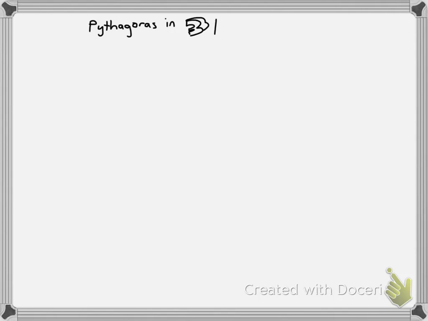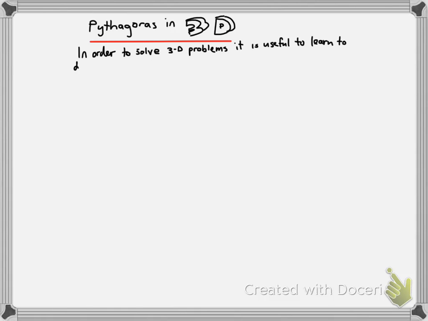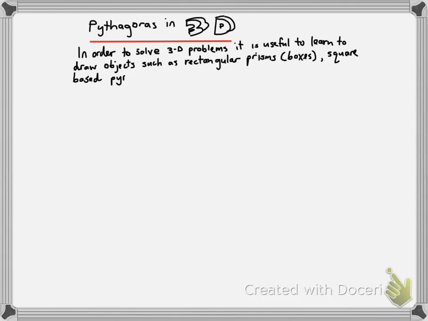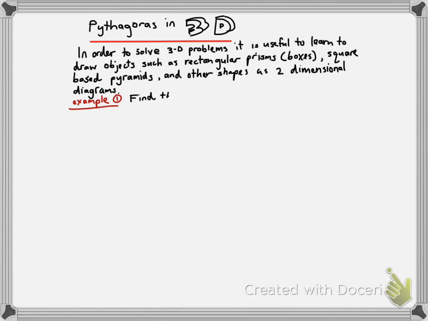For this lesson we're going to look at Pythagoras problems in 3 dimensions, or 3D. Now, in order to solve 3D problems, it's useful to learn to draw several objects such as rectangular prisms or boxes, square-based pyramids, and other shapes as two-dimensional diagrams. So let's have a look at an example.